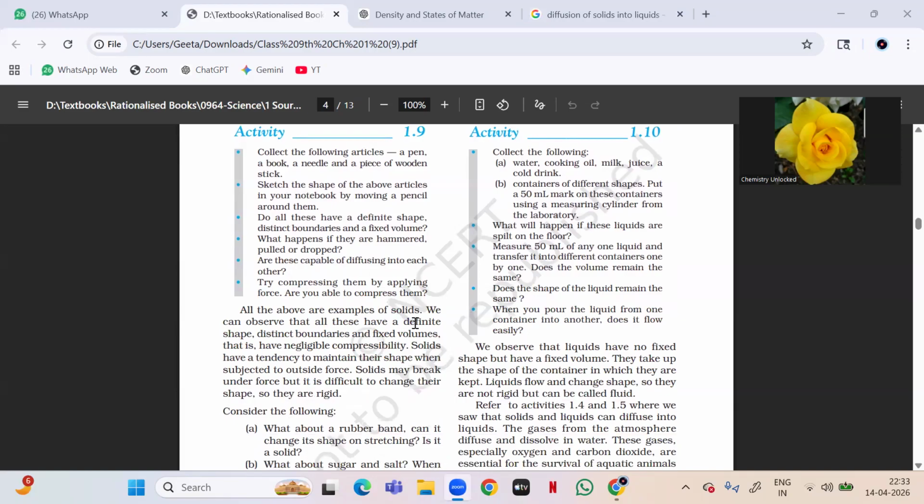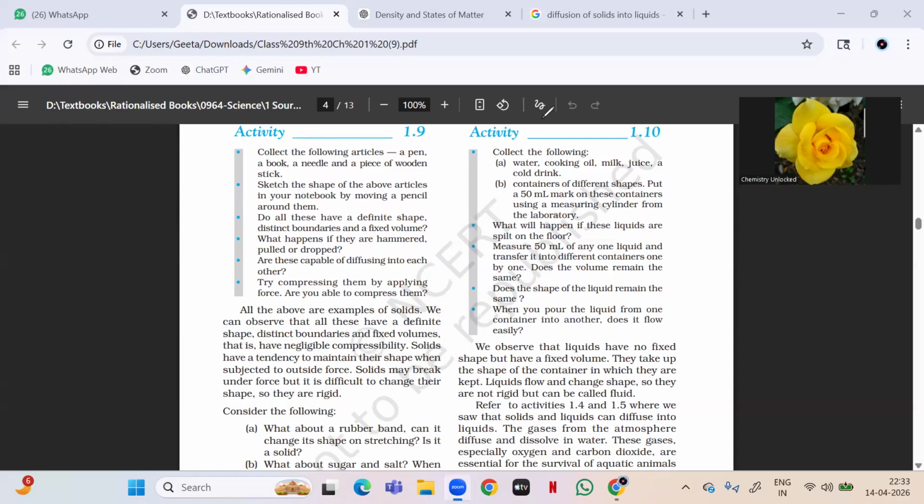All the above are examples of solids. We can observe that they have a definite shape, distinct boundaries, and fixed volumes. So in your book, please underline definite shape. Who has a definite shape? Solids. Distinct boundaries and fixed volume. This is what we have noticed, and negligible compressibility. About the solids, again connected to the particles: the particles are compactly packed, hence these properties. Okay. Solids have a tendency to maintain their shape when subjected to outside force. So this was this activity.